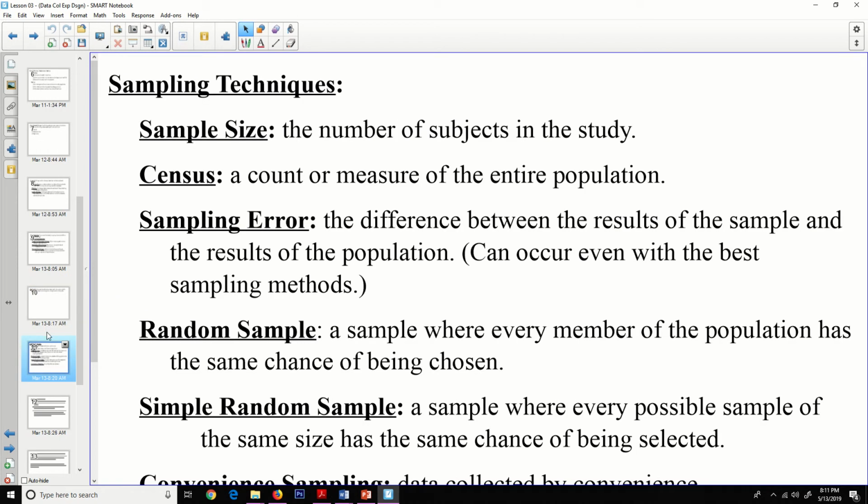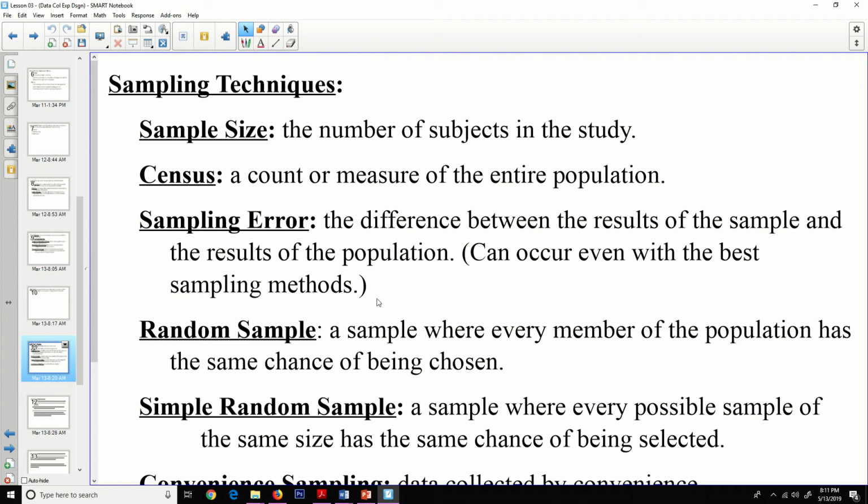Ways that you can collect samples. Sample size is the number of subjects in the study. Usually we denote that by N. A census is a count or measure of the entire population. Sampling error is the difference between the results of the sample and the results of the population. And this can occur even with the best sampling methods.